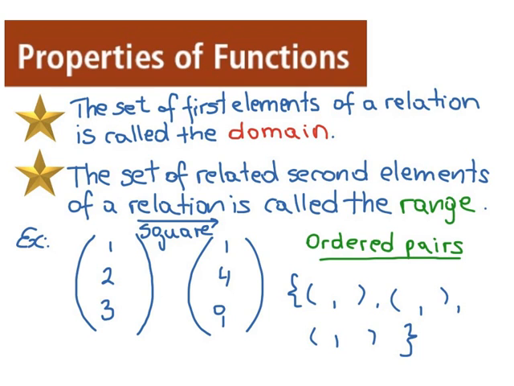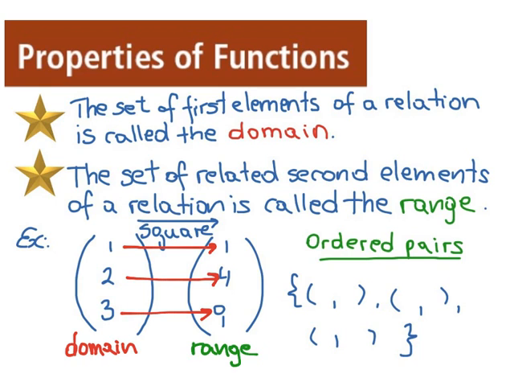Meaning, if 1 is squared, the result is 1. If 2 is squared, the result is 4. And if 3 is squared, then the result is 9. The first set is called the domain, while the second set is called the range.